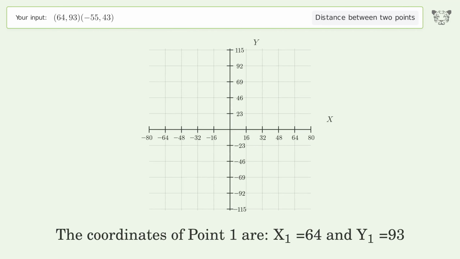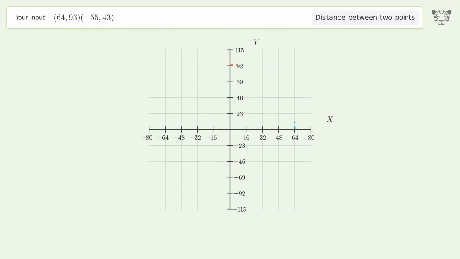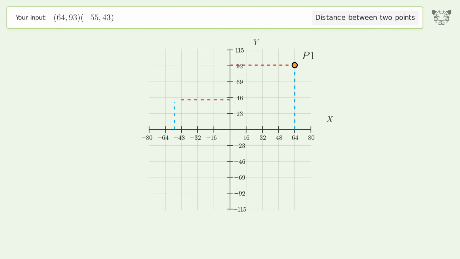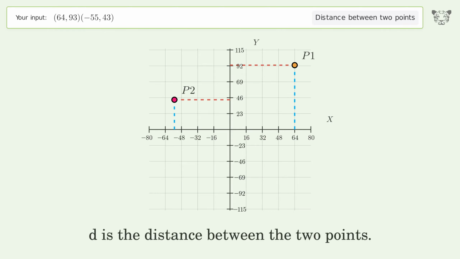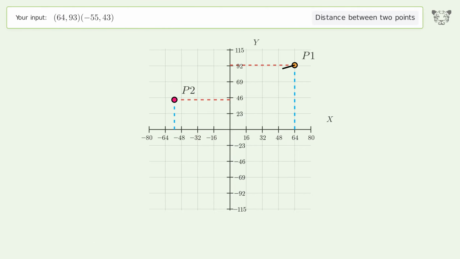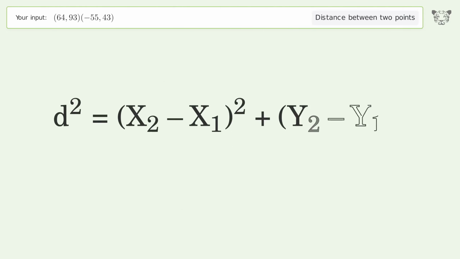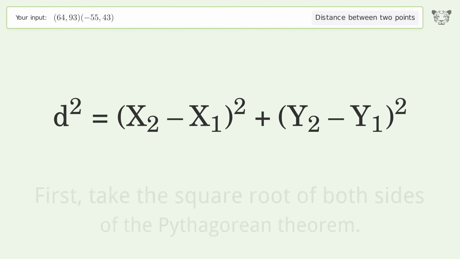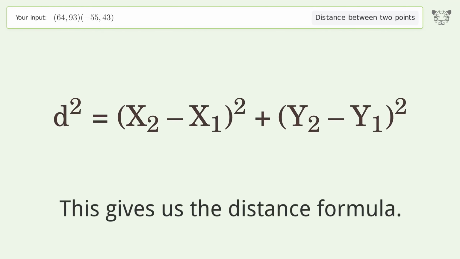The coordinates of point 1 are x1 equals 64 and y1 equals 93. The coordinates of point 2 are x2 equals negative 55 and y2 equals 43. D is the distance between the 2 points. First, take the square root of both sides of the Pythagorean theorem. This gives us the distance formula.